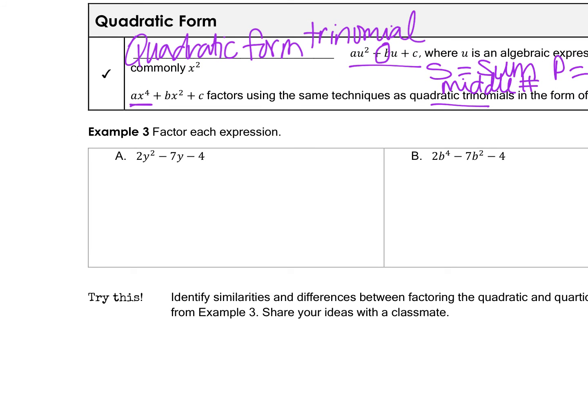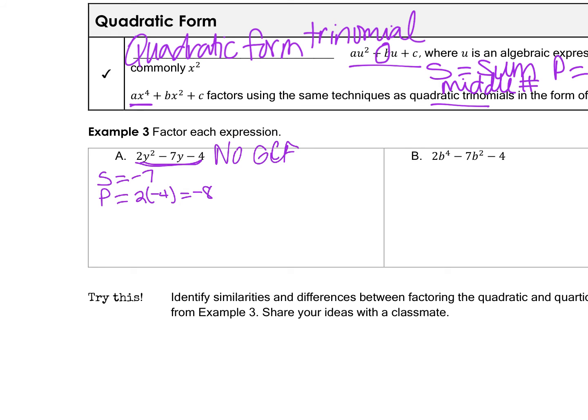So part 3, we're going to factor each expression. First thing I have to do is check for a greatest common factor. Notice there is no GCF. You're always checking for that first. So now on these trinomials, there's three terms, so I want to do sum and product. Sum is the middle number, -7. And product is the number you get when you multiply the first and last numbers together. 2 times -4, I'll go ahead and write the step, which equals -8.